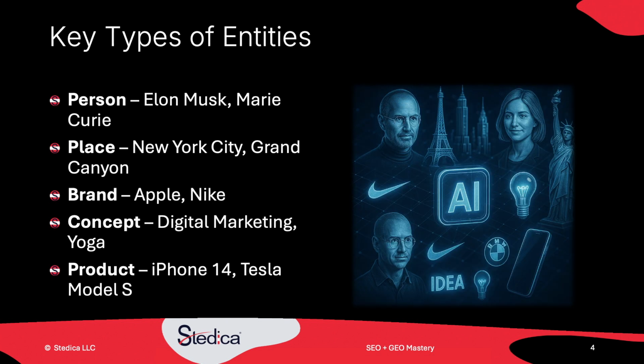Key types of entities include: person, Elon Musk, Marie Curie; place, New York City, Grand Canyon; brand, Apple, Nike; concept, digital marketing, yoga; product, iPhone 14, Tesla Model S.